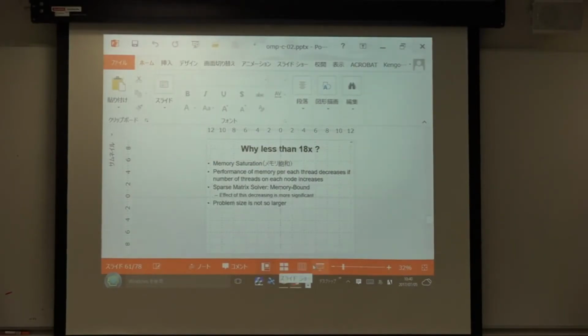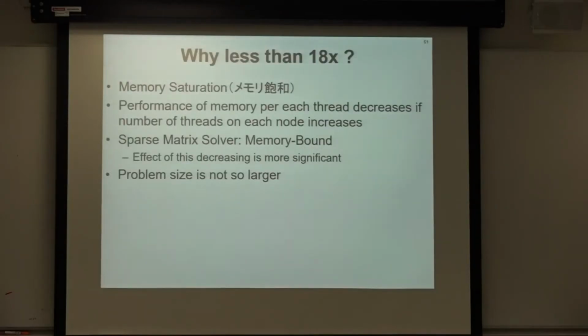Okay, so I'd like to show you why the performance is less than 18 or 16. This is mainly because of memory saturation. The memory performance per thread decreases if the number of threads on each node increases. Because the sparse matrix solver is very memory bound, the effect of this decrease is more significant. Another reason is that the problem size is not so large.